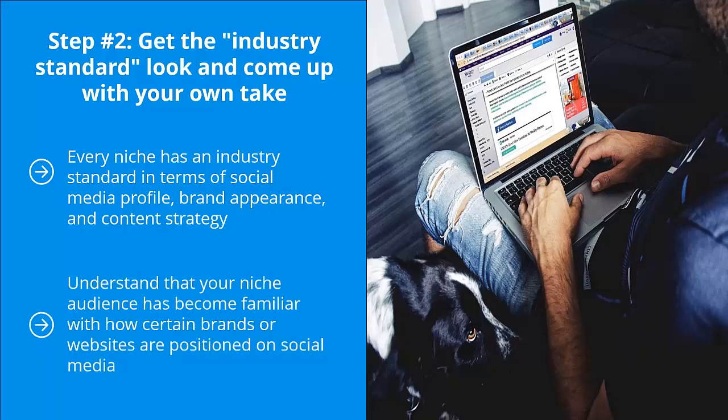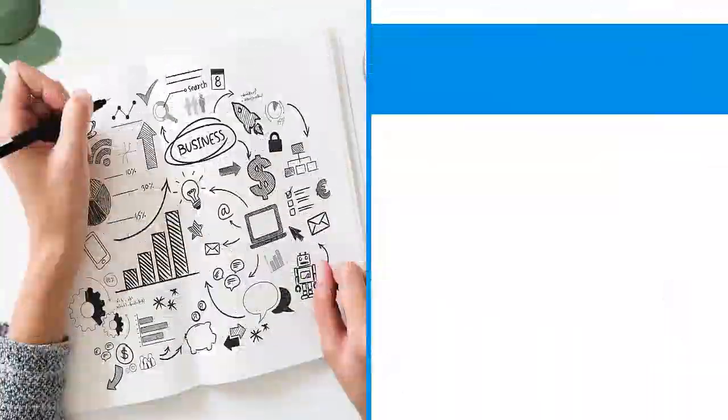Understand that your niche audience has become familiar with how certain brands or websites are positioned on social media. If they can't make heads or tails of your social media brand, they probably would not like your page. It may seem weird to them because it seems so far off from the industry standard. Your job at this step is to figure out the industry standard look, content strategy, and other elements, and come up with your own take.